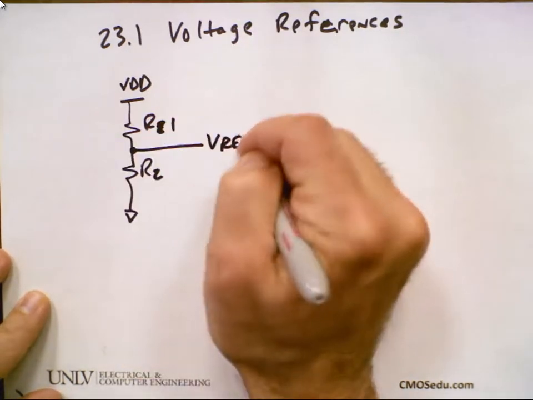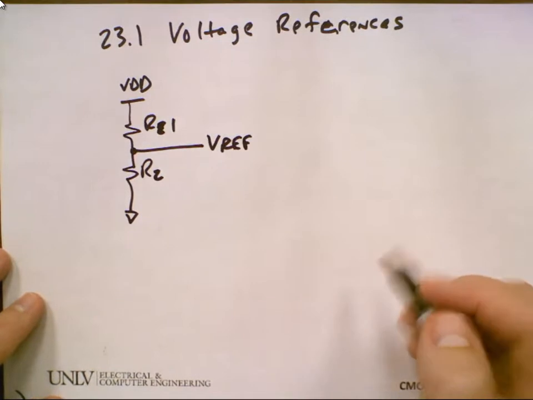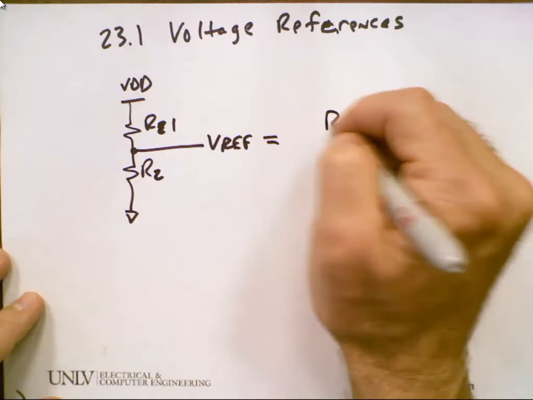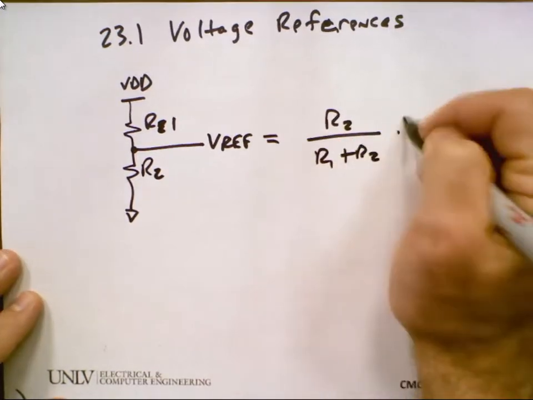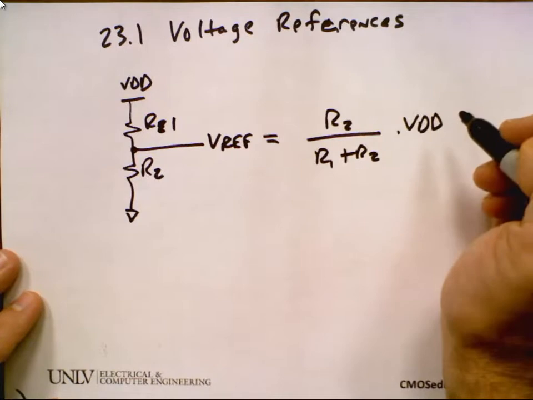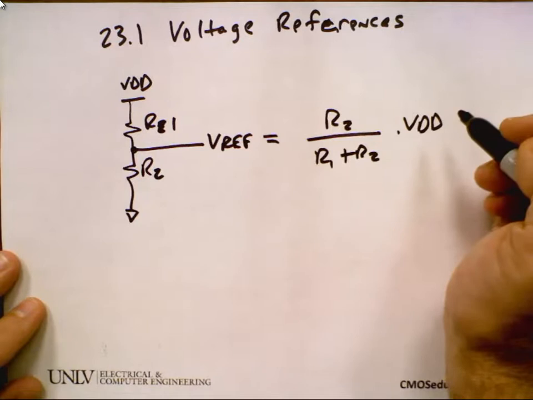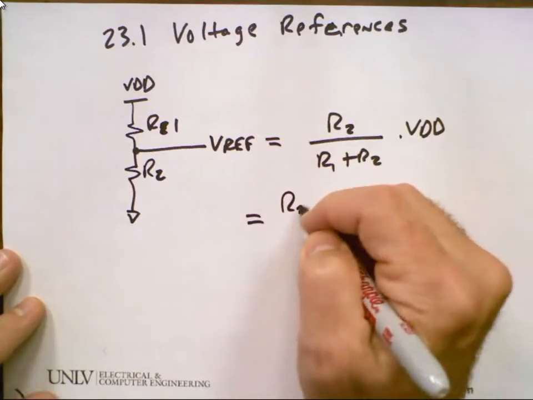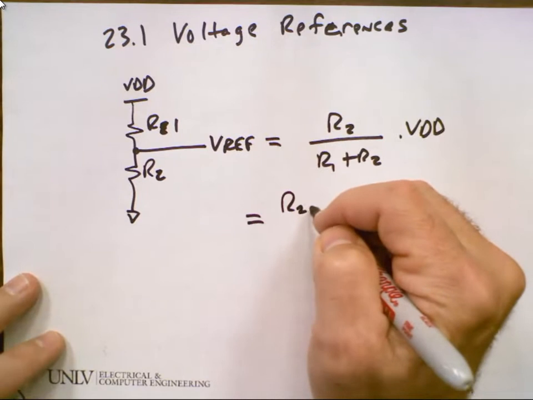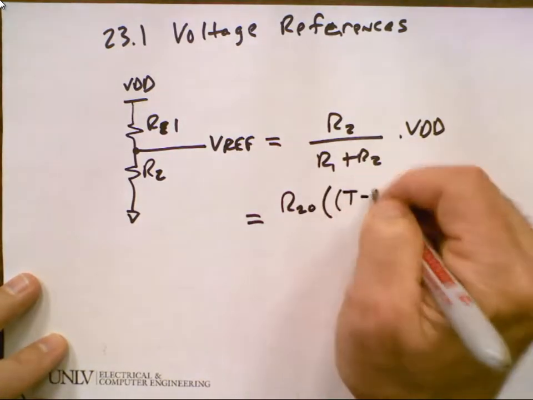And you might ask, okay, well, what are the virtues of this topology? And you get Vref is equal to R2 divided by R1 plus R2 times VDD. And it turns out, what's the first thing you see if the temperature changes? So let's write it. So it'd be R2 at 20 times T minus T naught.